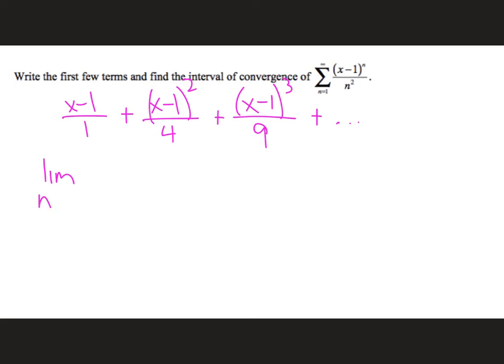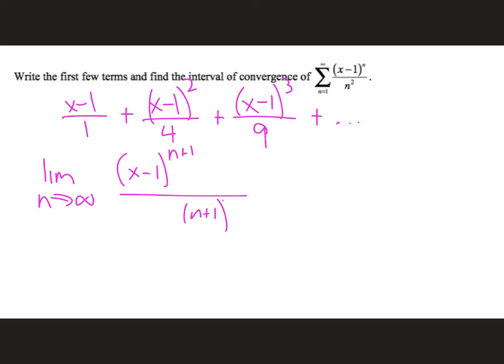The limit as n goes to infinity. I could do the divergence test first. That's going to show pretty quickly that sometimes we'll converge, sometimes we'll diverge, just depends on the x value. So we could narrow it down a little bit there, but I think I'm just going to jump right to the ratio test and see what happens.